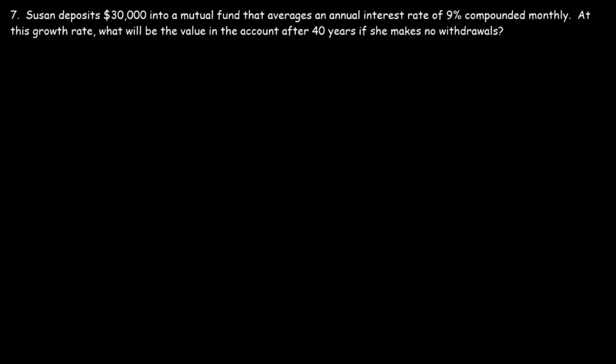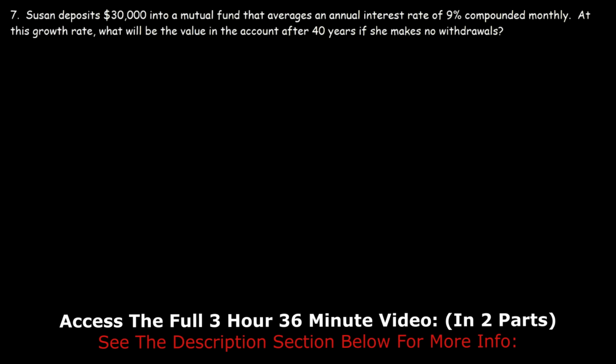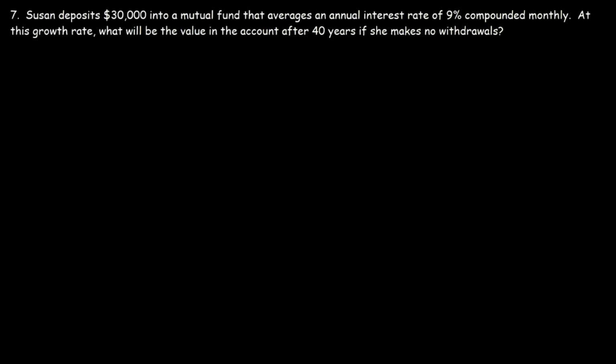Number 7. Susan deposits $30,000 into a mutual fund that averages an annual interest rate of 9% compounded monthly. At this growth rate, what will be the value in the account after 40 years if she makes no withdrawals? So this is basically a free response problem, and you need to know the formula to use. In the last example, we used A equals Pe^(rt) whenever the growth rate is compounding continuously. But if it's not compounding continuously, this is the formula that you need to use.